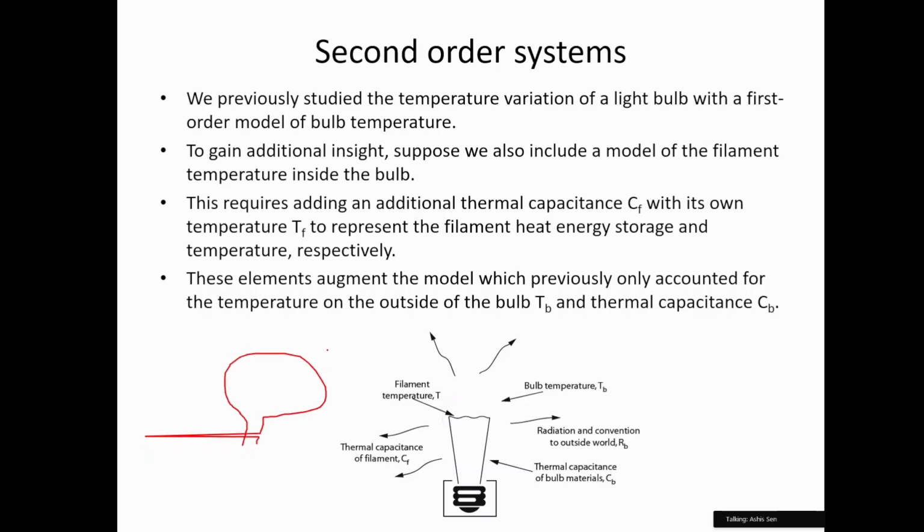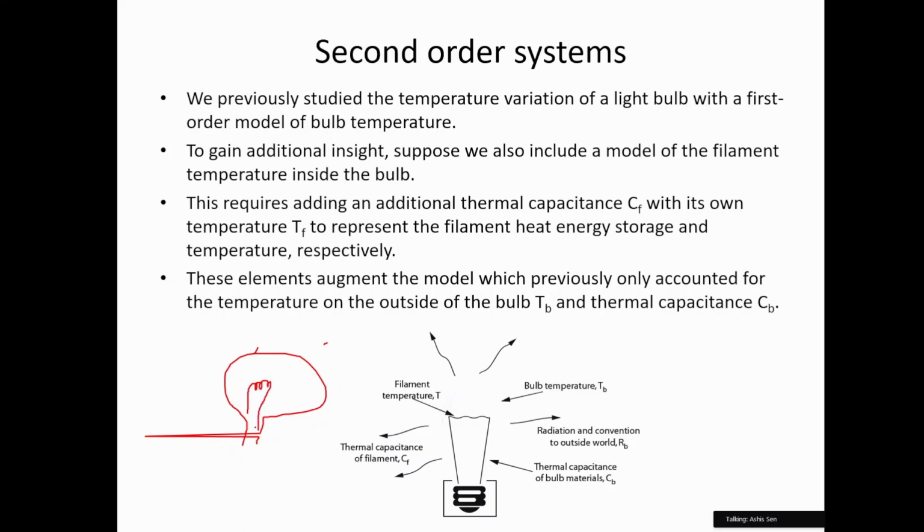Okay. And we said that the bulb is at some temperature TB and ambient is temperature TA. And the bulb has some capacitance CV. And then we treated this as a first order system and asked, if you switch on the bulb, how quickly it will reach the steady state. Okay. We did not really talk about what happens inside the bulb.